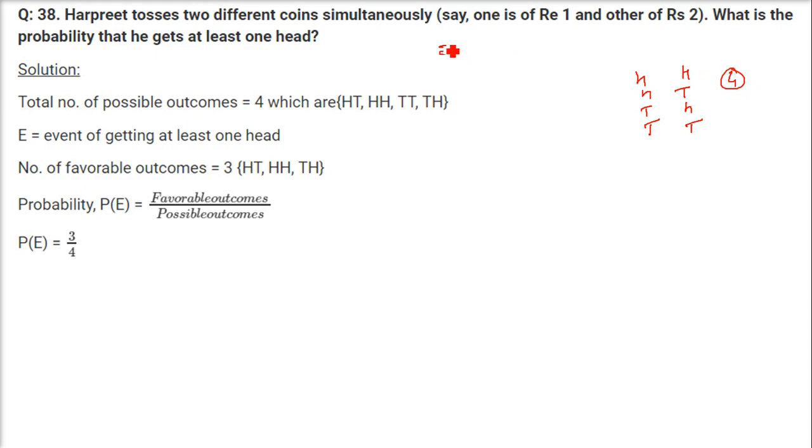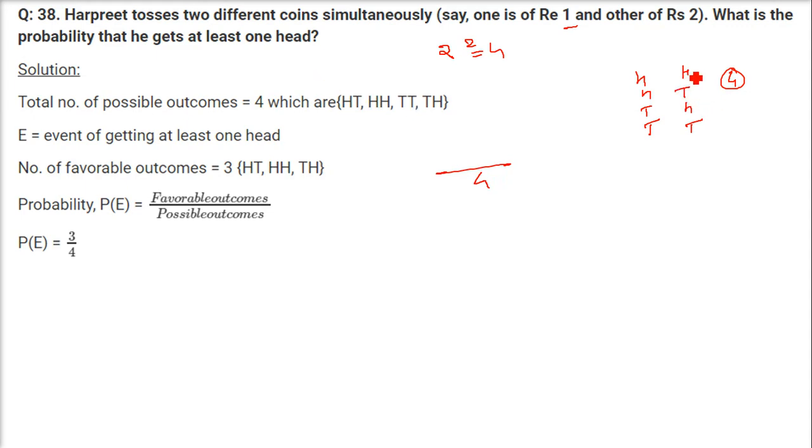You can also say that because 2 outcomes can come, head and tail, and how many coins are there? 2. 2 to the power 2 is 4. So this is how you can compute also. So 4 possible outputs are there, so we just say 4 is the denominator. That is all the possibilities here.